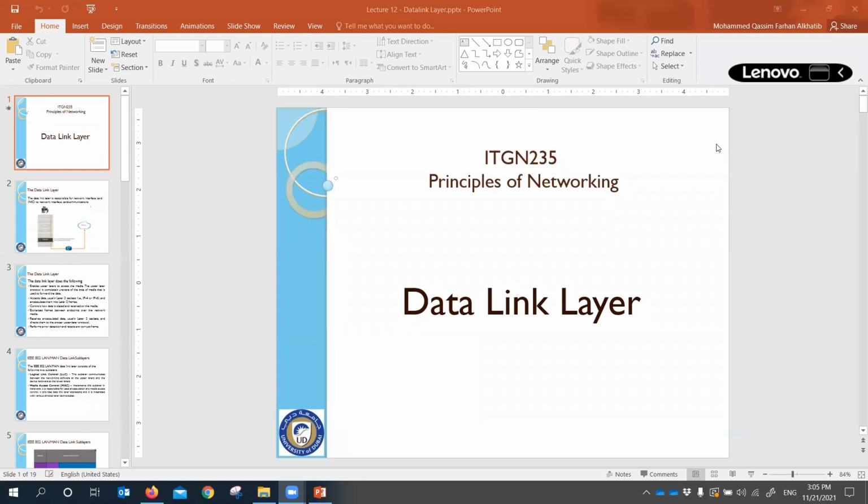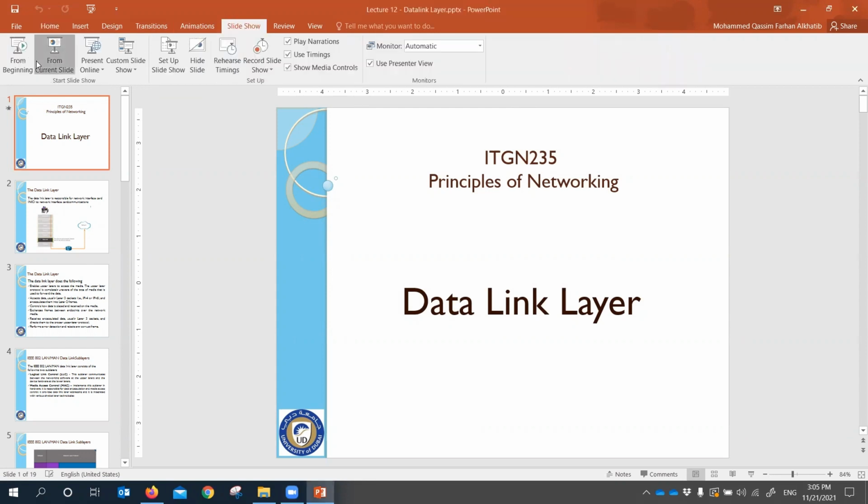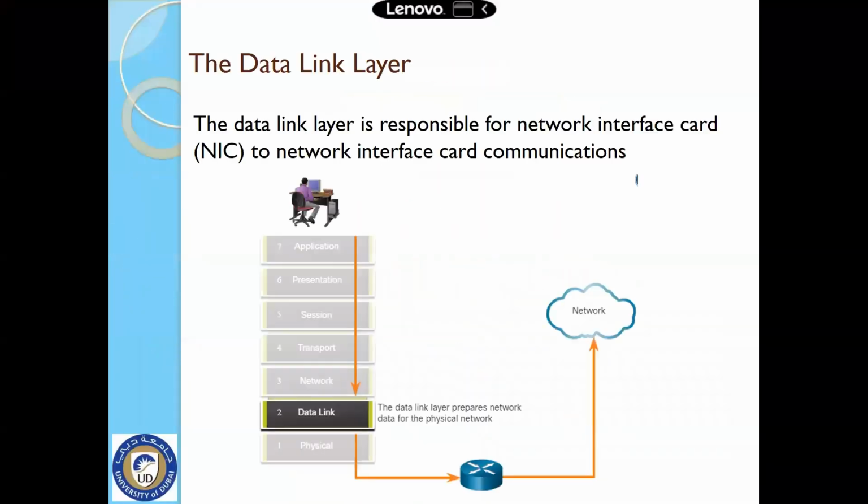So this one, there will be a lot of slides. That's something we already have been seeing before when it comes to topologies. So the data link layer, as we have seen, is below network and over the physical. It has two sublayers, LLC and MAC. LLC, logical link control, and the media access control. So the job of the data link layer is network interface card to network interface card communication.